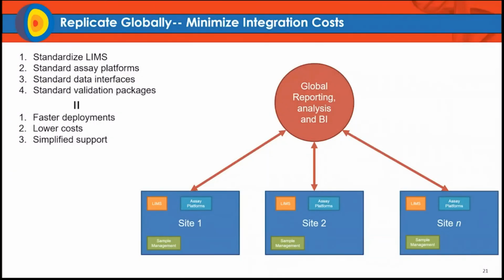Pulling it all together, we want to standardize our data systems, data interfaces, and assay platforms, using tools like Green Button Go to simplify the process, all of which results in faster deployments, lower cost, and simplified support, enabling us to funnel information into global reporting, analysis, and business intelligence tools in a way that isn't possible today. And as a result, empowering our leadership and stewardship to make improved data-driven decisions.